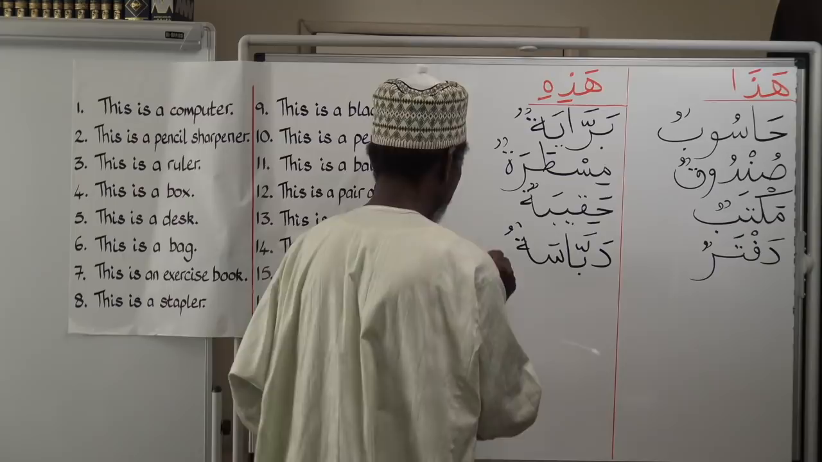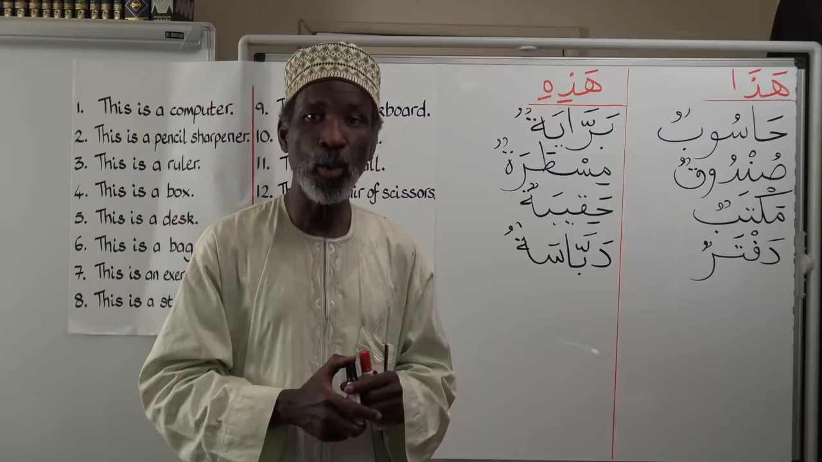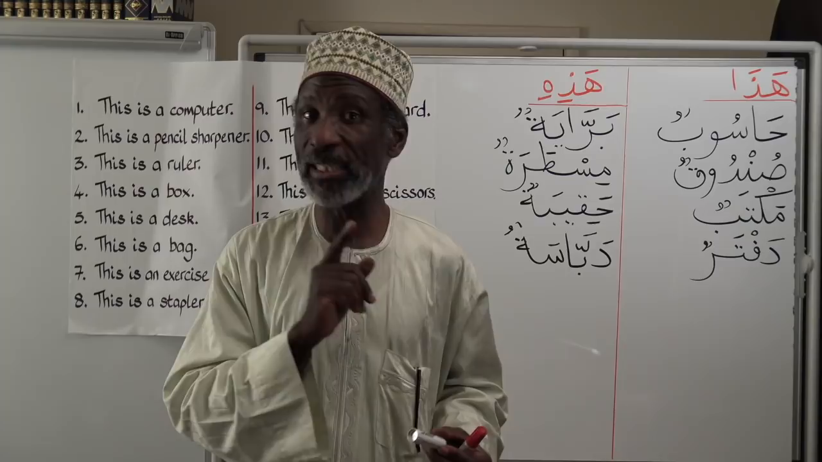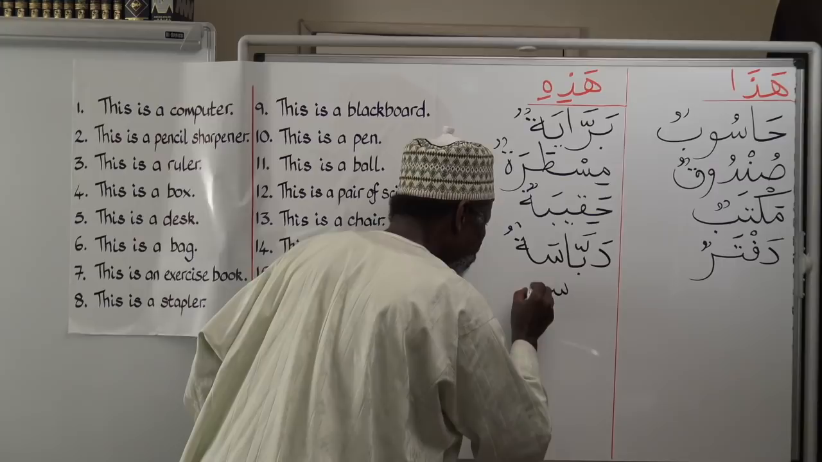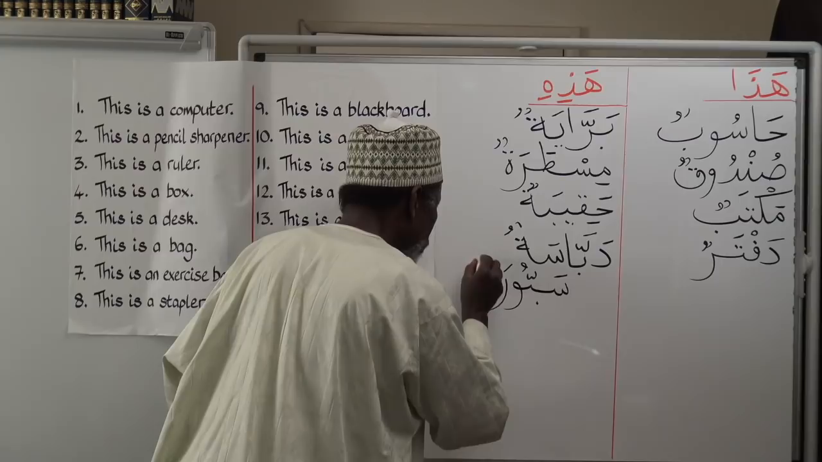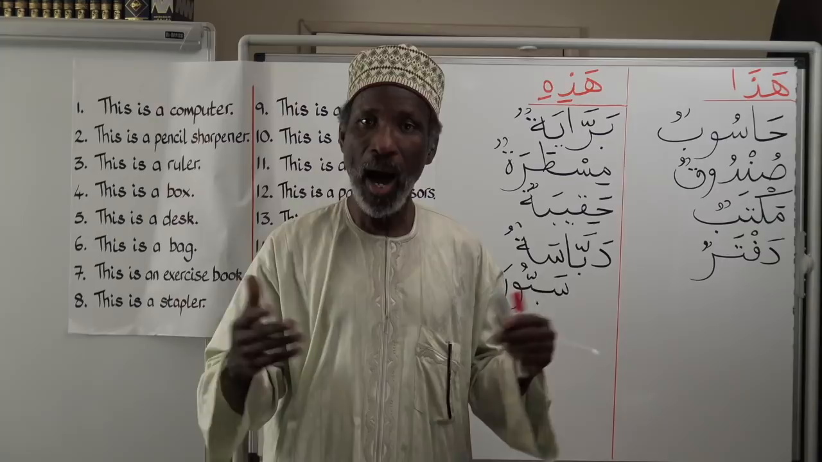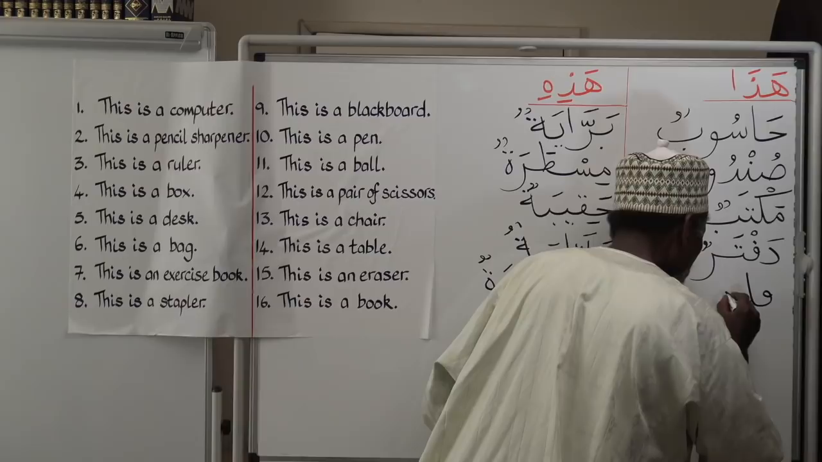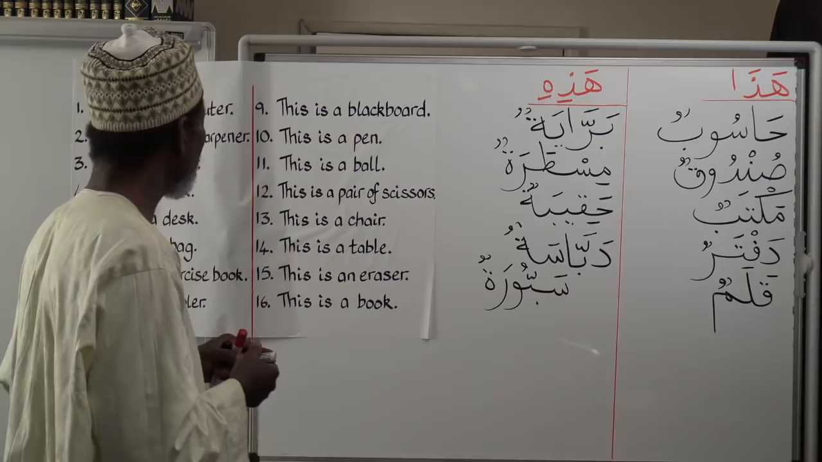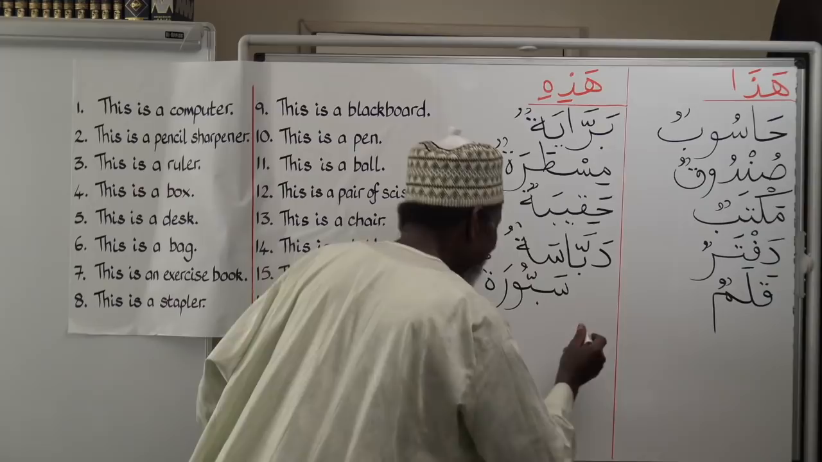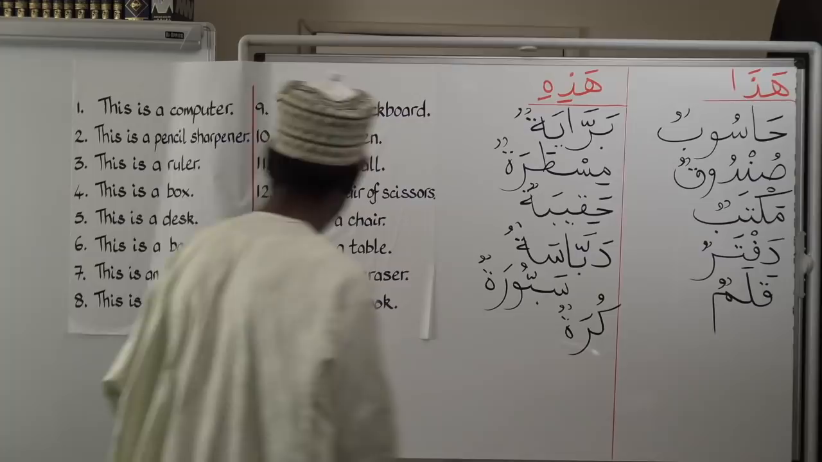Number nine: this is a blackboard, or board simply. Board is saburatun. That's muannath, feminine. Hadhihi saburatun. Number ten, that's an easy one: this is a pen. Pen is qalamun. Masculine. Hadha qalamun. Number eleven: this is a ball. A ball is easy as well. Kuratun. That's feminine, muannath. Hadhihi kuratun.